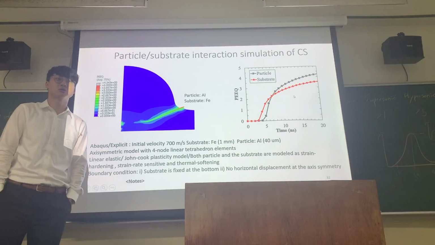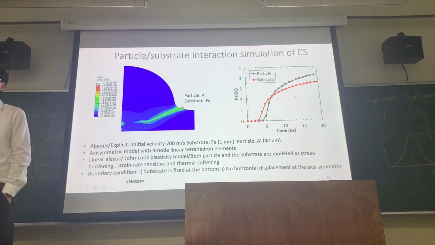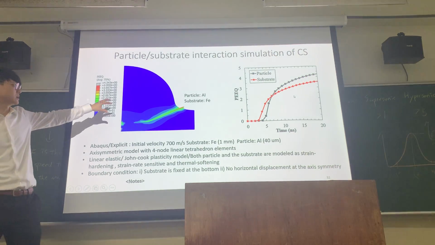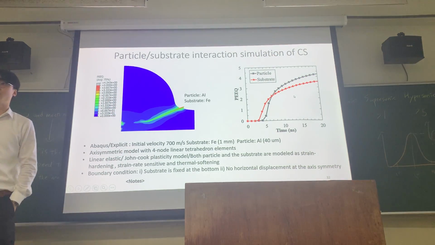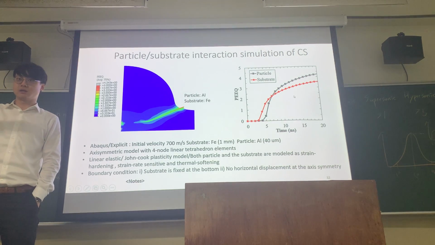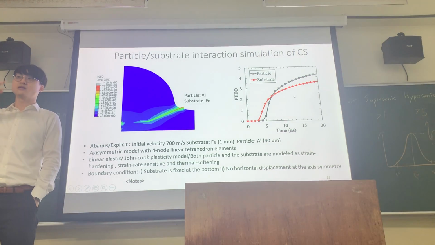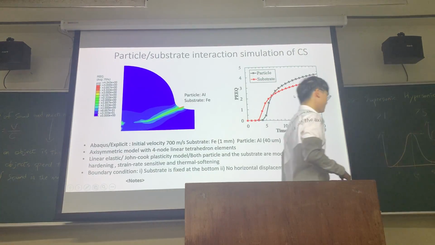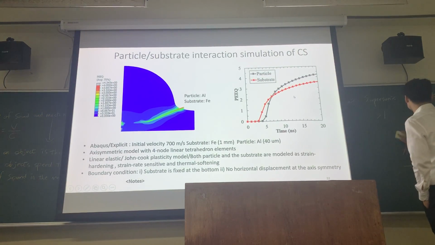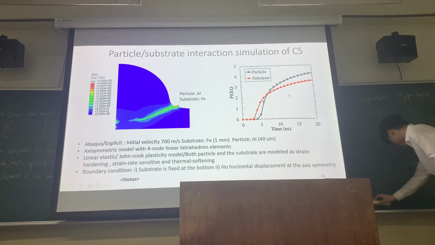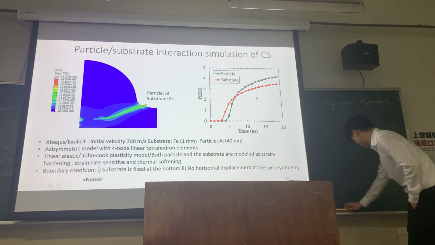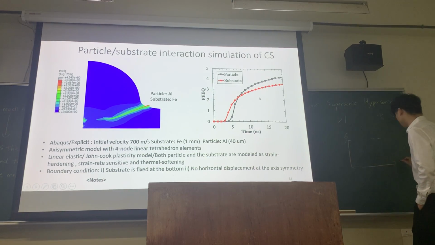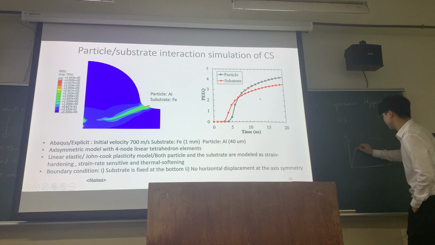So when you do these kinds of simulations, what we're seeing here is an aluminum particle and a substrate that is iron, right? There's always the elastic part, the yield part, the ultimate tensile strength, and the fracture part, right? When you do simulations, there are always key things that you have to think about, right?